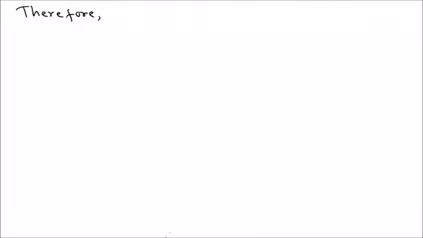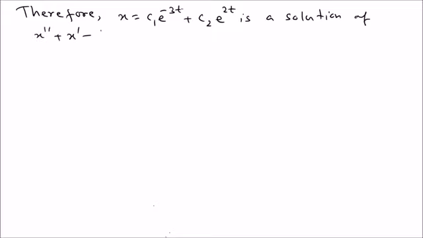Therefore, x equals c1 e to the minus 3t plus c2 e to the 2t is a solution of the differential equation x double prime plus x prime minus 6x equals 0. So we prove that yes, it's a solution. Now we can use the initial conditions to find c1 and c2.